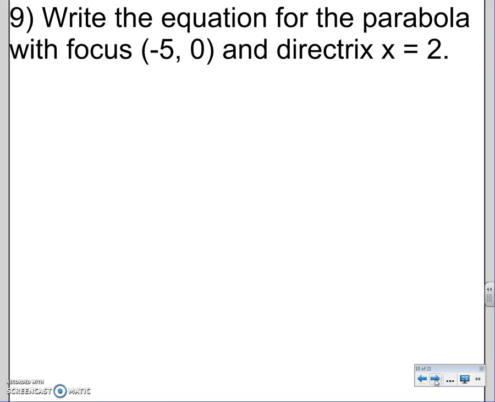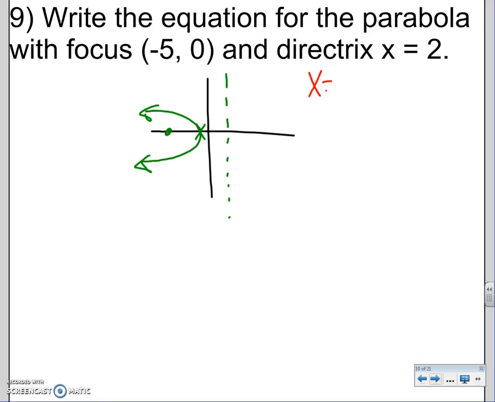Let me get one more. Write the equation of the parabola with the focus negative 5, 0 and directrix x equals 2. Let me just graph this first right away. Negative 5, 0 is the focus. Here's the focus. Directrix x equals 2. Here's the directrix. We've got to find the vertex there, and it has to go towards the focus. This is a sideways parabola again. So I already know my equation is the x one: x equals a(y minus k) squared plus h.